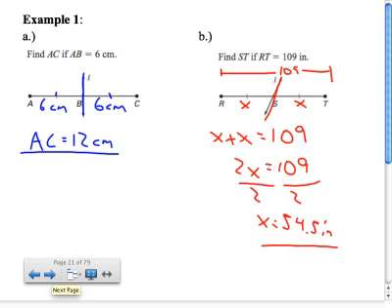Some of you are probably saying, do we have to show all that work? Can't we just divide 109 by 2? You can, but I'm going to do everything as thoroughly as possible. And again, this is a segment addition problem. Those two pieces are equal. Add them up. You've got to get the whole thing.